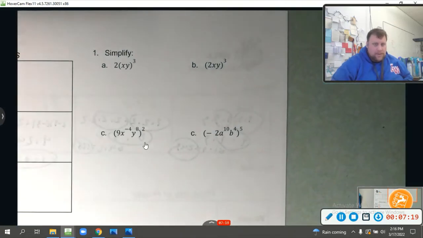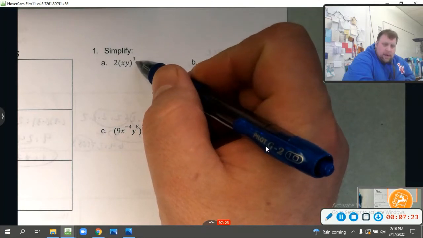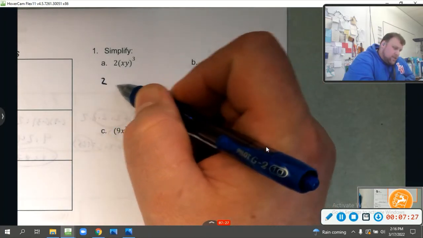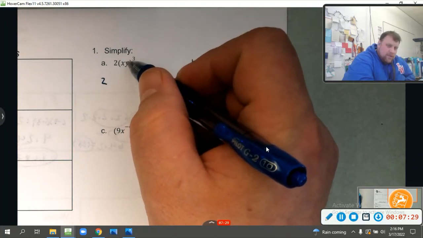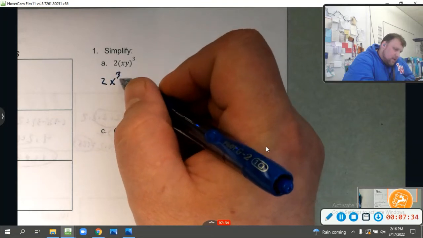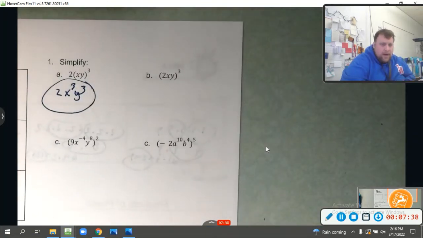And what do we see? All right, simplify 2 times xy to the 3rd power. Notice the 2 is not in the parentheses, therefore it's just 2. And then we're going to distribute that 3 to both the x and the y, and we're going to have x to the 3rd, y to the 3rd. And that is as much as you can do with this problem right now.